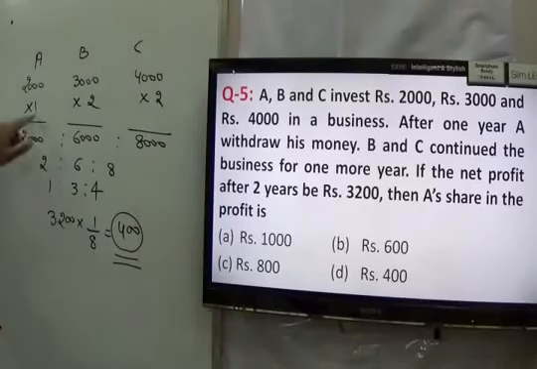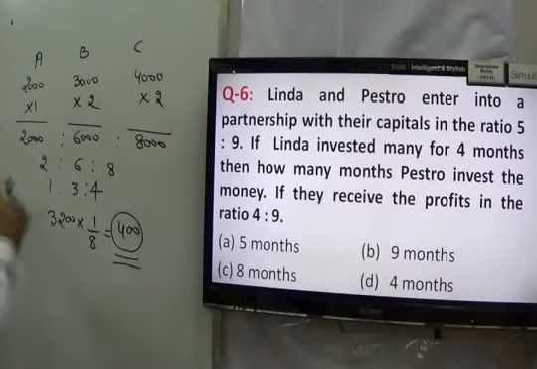In this question, I multiplied B and C by 1 and 2. Why? Because he has nowhere taken the months. We are talking in terms of years. Then capital into time, just make it and solve it. And finally, you can say the share of that person A is rupees 400. Then you have question number 6.